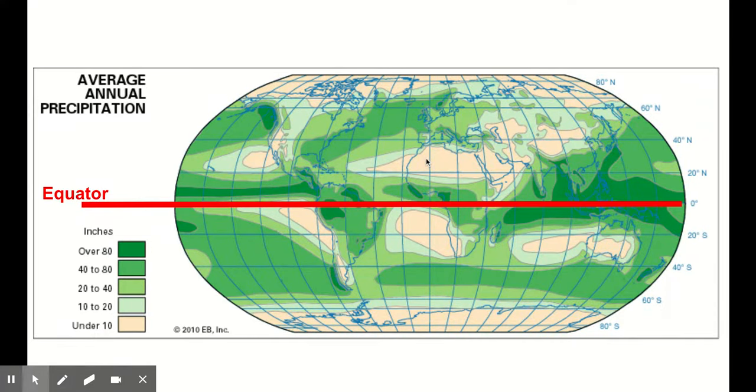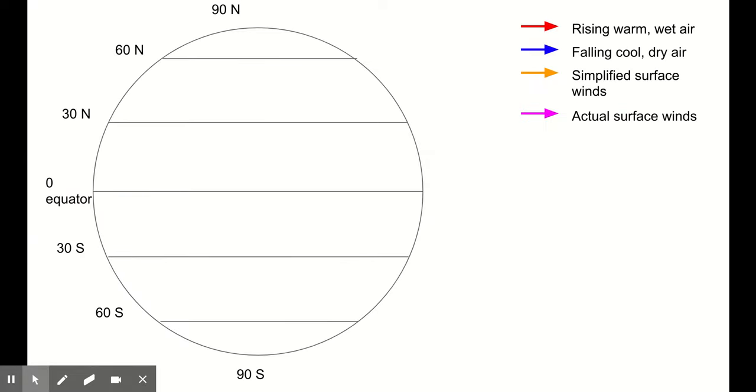It also explains precipitation patterns. It's all linked. Here at the equator, we see our highest band of precipitation, 30 north, 30 south, low bands of precipitation, super, super dry. Here's our 60 north, 60 south band of precipitation again, and then 90 north, 90 south bands of very, very dry climate.